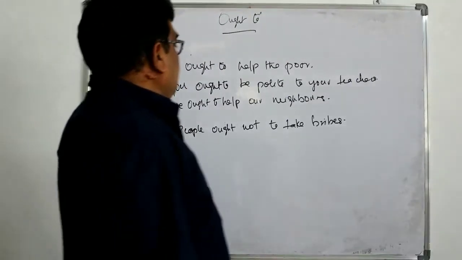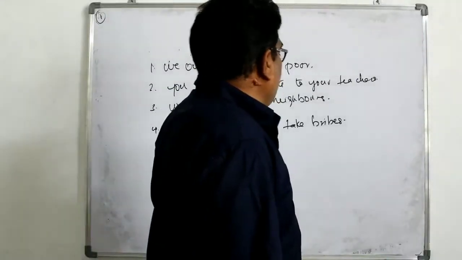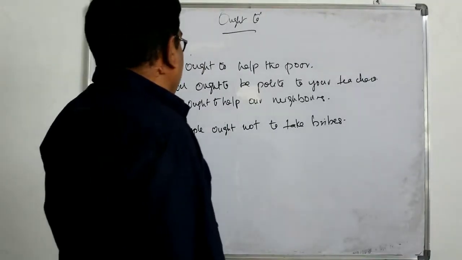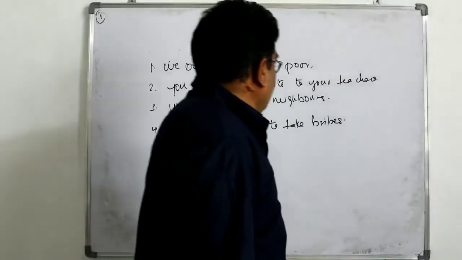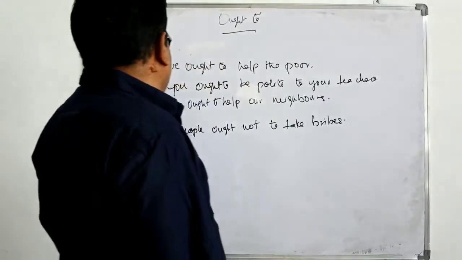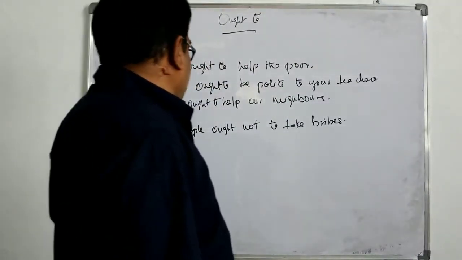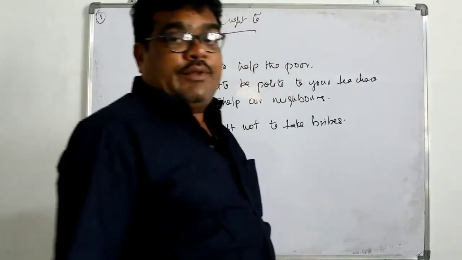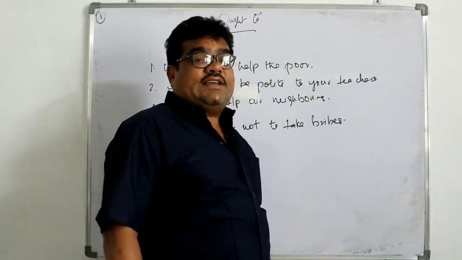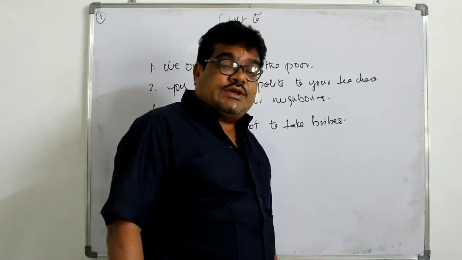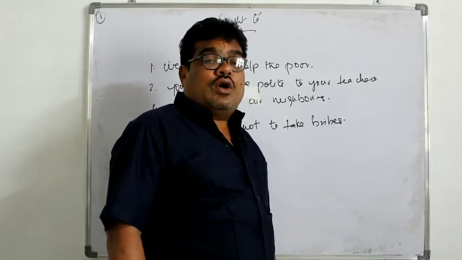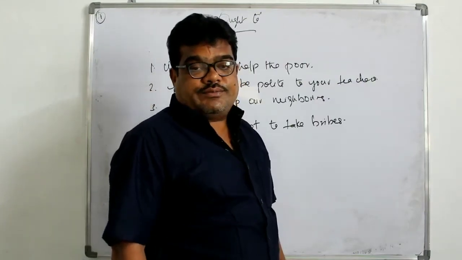Second example, you ought to be polite to your teachers. Number three, we ought to help our neighbors. Number four, people ought not to take bribes. If you see all these examples, it expresses moral obligations. So, ought to is used for moral obligations.